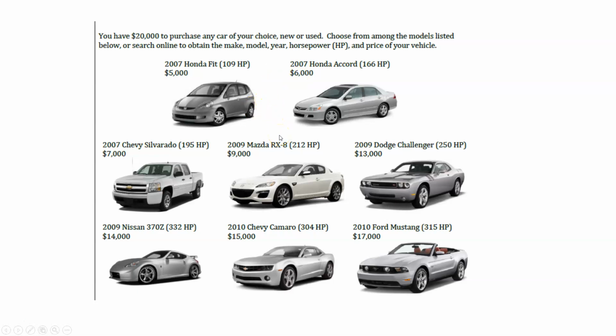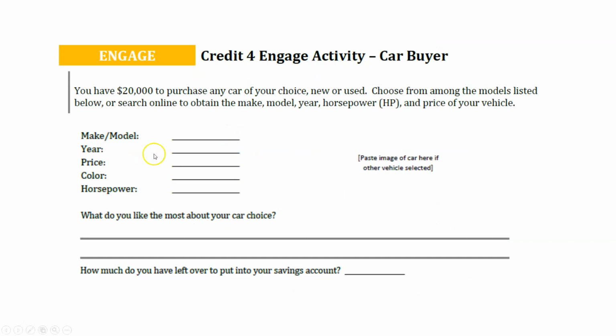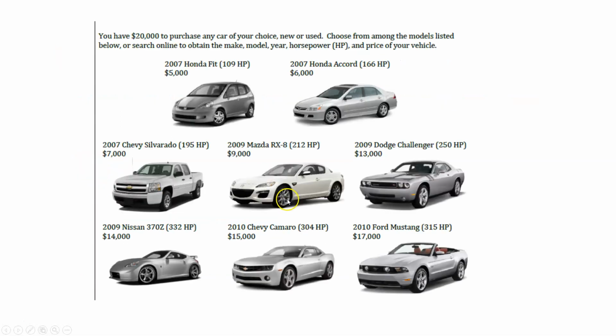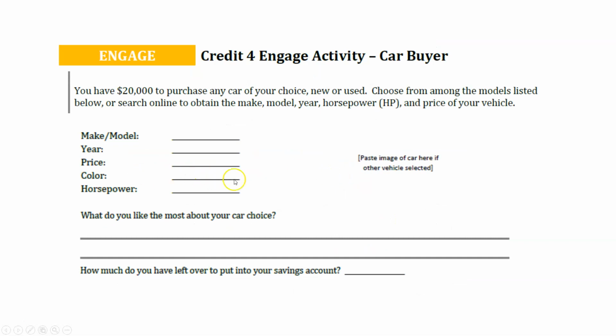All right, so if you've chosen, you're going to write down on the space provided the make, model, year, price, color. As you notice here, they're all kind of gray or white. So if you want to pick a color, you can. And then the horsepower. If you did research your own, make sure you're printing out a picture of the car and placing that there. And then tell us why you like or what you like the most about your car. All right.